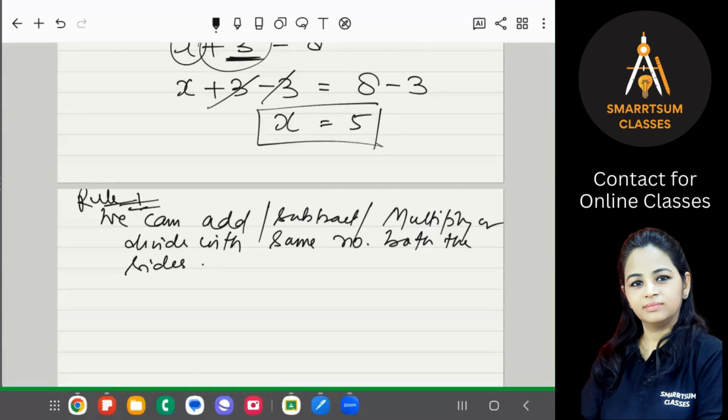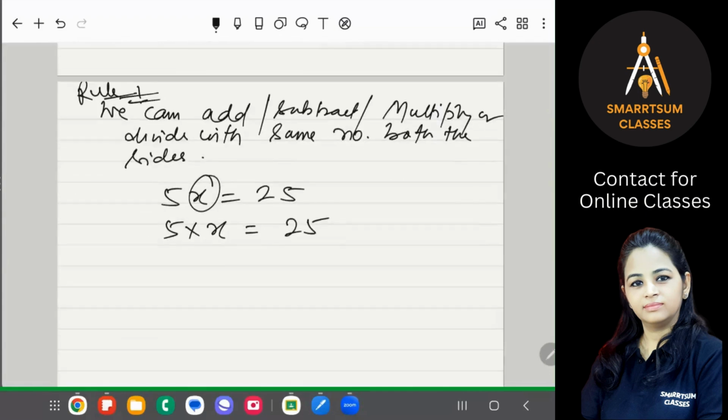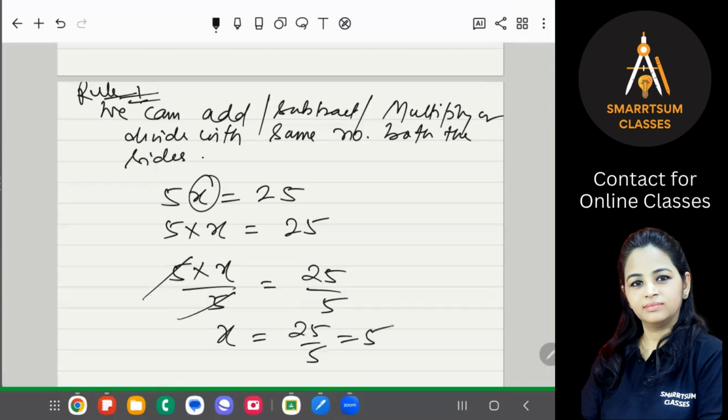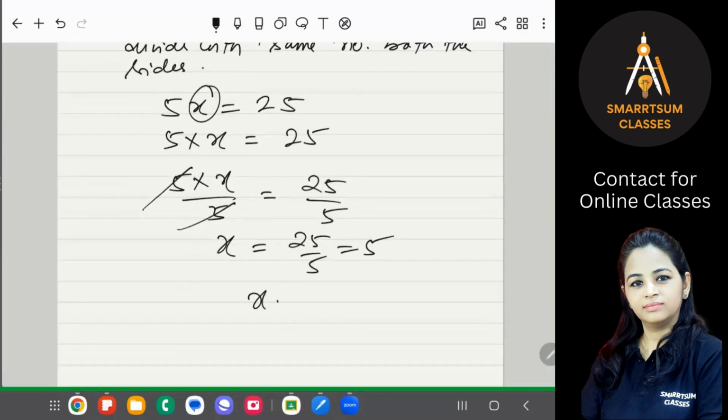Similarly, suppose you have another question: 5x is equal to 25. We have to find the value of x. So 5 is in multiplication with x. Now we have to do the reverse operation of this and we will divide both sides by 5. When you divide both sides by 5, this 5 will cancel and you will get x is equal to 25 by 5, which is 5. So in this way, we have got the value of x, that is 5. Is that clear? So this method is called the systematic method.